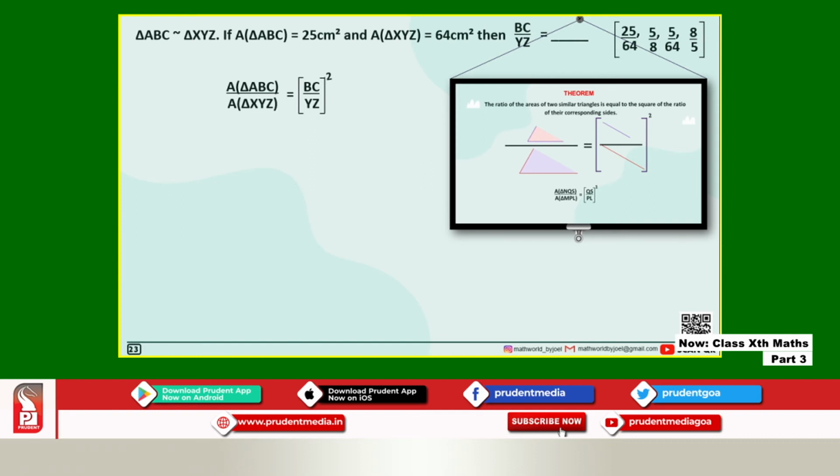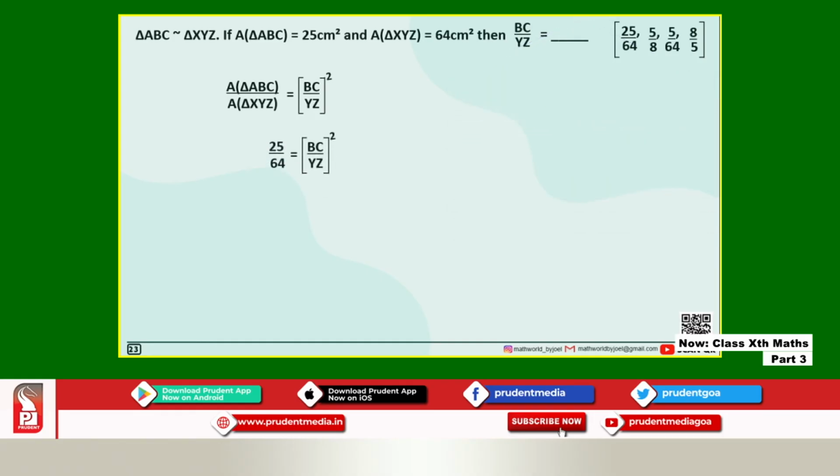So let us substitute the values now. The area of ABC is 25, so I have all this information, and XYZ is 64, correct? So it is equal to BC upon YZ the whole square. But are we asked BC upon YZ the whole square? No, we just asked BC upon YZ, right? So what we are going to do is take the root on both sides. If I do that, the square root of 25 will become 5, the square root of 64 will become 8, and the square root and the square will get cancelled, and what I will be left with is BC upon YZ, which is 5 upon 8.